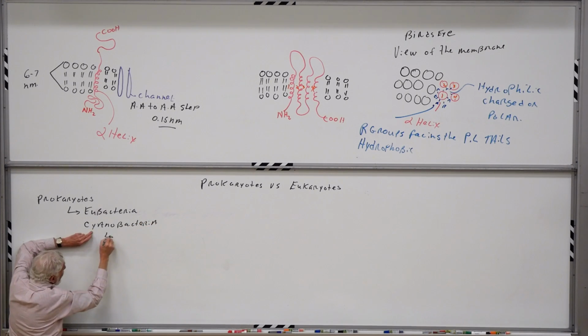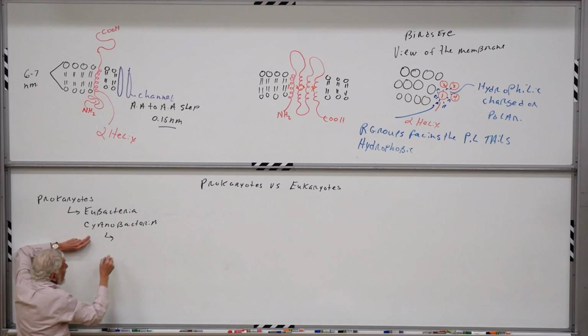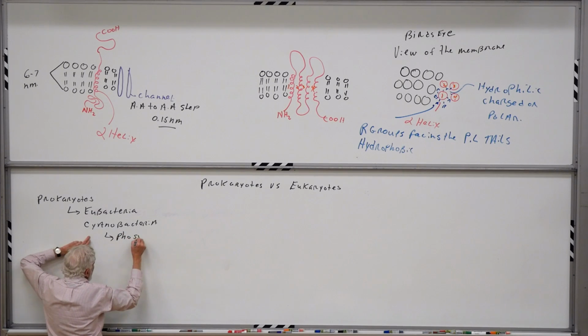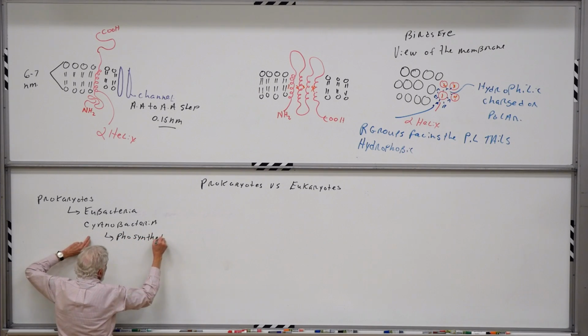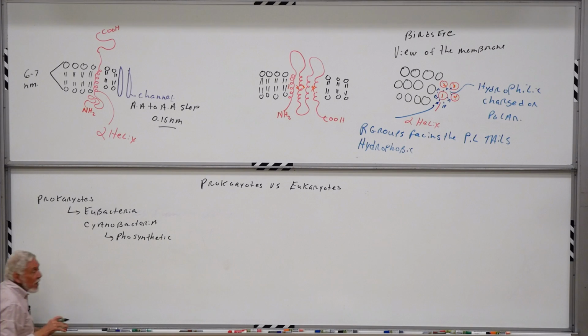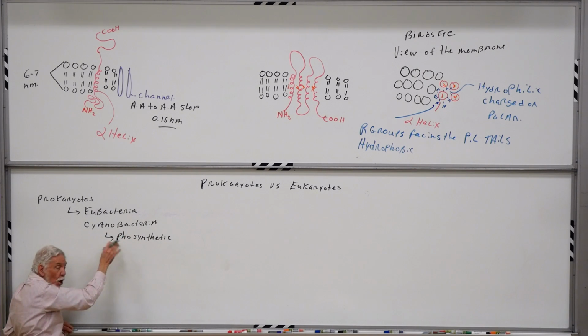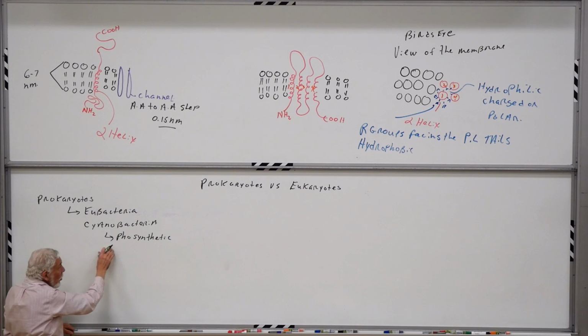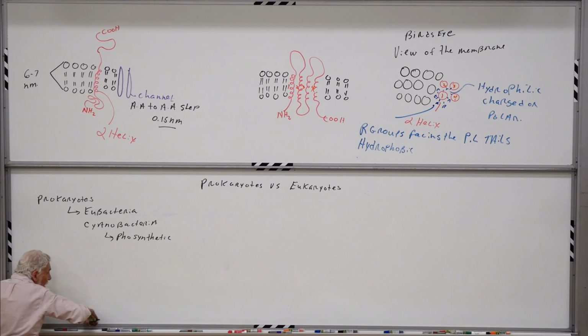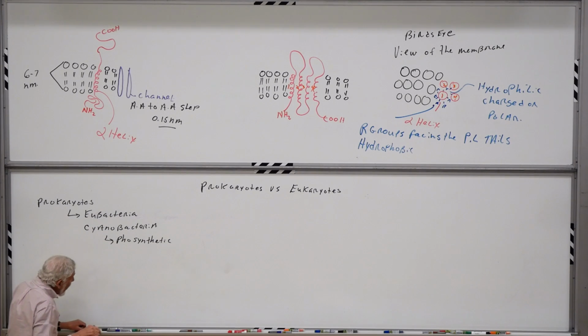The Cyanobacteria are different from the Eubacteria because these are photosynthetic. They're capable of capturing a photon of light and converting that photon of light by splitting a molecule of water and converting that photon of light into carbohydrate through a long process. So they make carbohydrate by splitting water, generating oxygen from the water, and making carbohydrate.